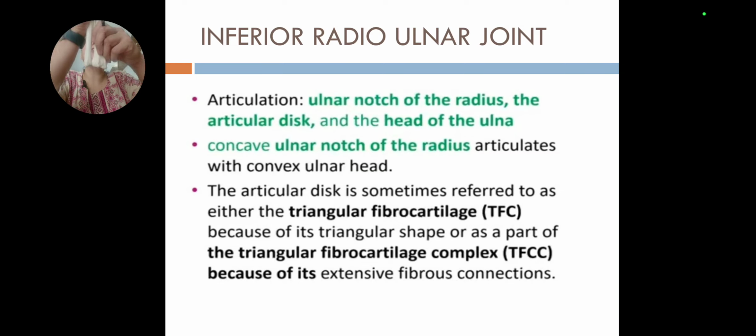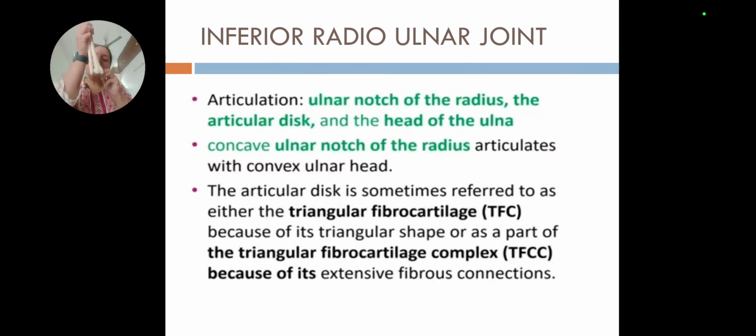So how is it attaching? It is attaching in this form. So the concave surface of the radius is moving on the convex head of the ulna, and there is a disc in between which is called the articular disc. So the concave ulnar notch of the radius articulates with the convex ulnar head. This disc is also called the triangular fibrocartilaginous complex. It is called TFCC.